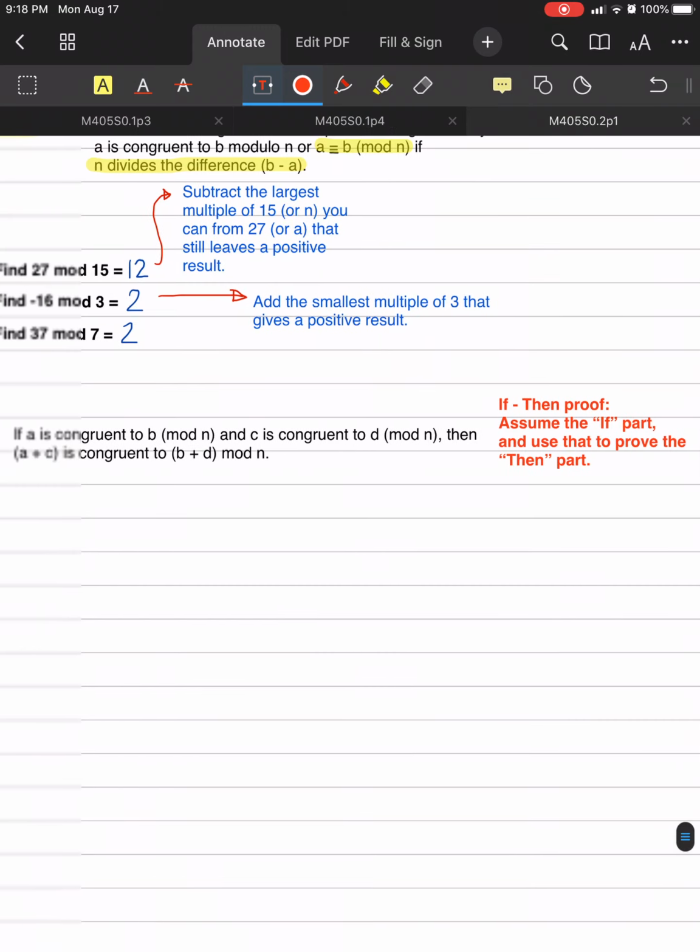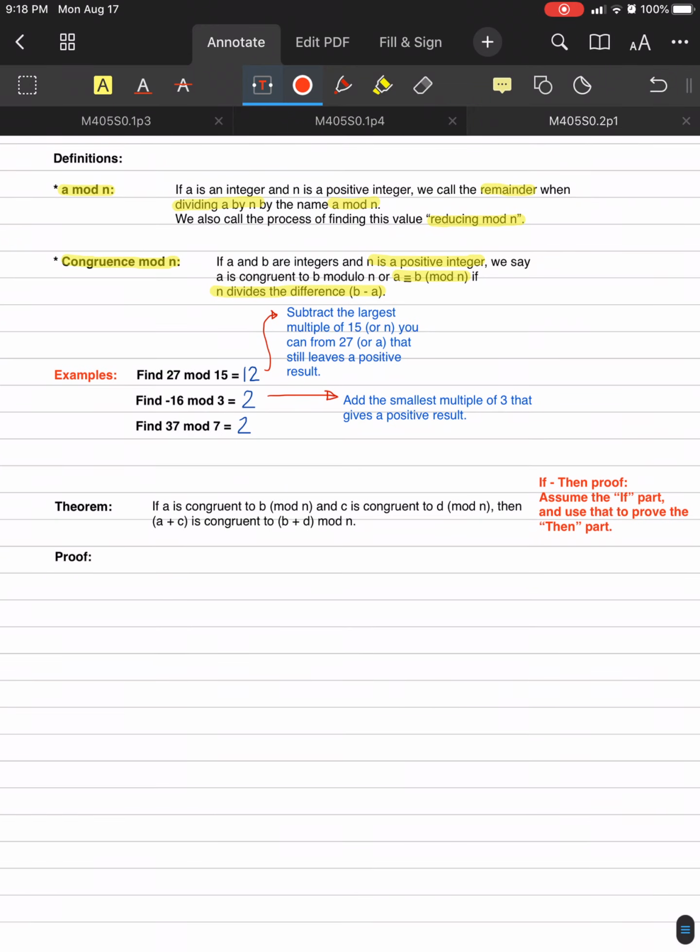So we assume the if part, use that to prove the then part. And as with a lot of proofs, after you do that, you will want to start restating things in terms of their definitions, and you might have to do that several times. It's a fairly common way to prove things. You'll hear it called chasing definitions sometimes. So that'll be the next few steps.